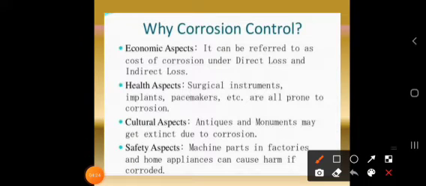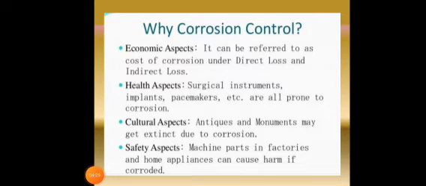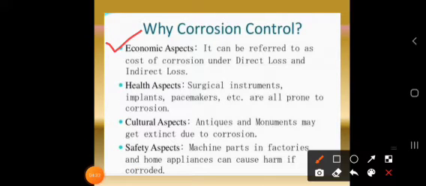What is the need of controlling corrosion? Here there are 4 aspects. Let's discuss. The first one is the economic aspect. It can be referred to as the cost of corrosion, under direct loss and indirect loss. You can take a simple example of a train. If a train is made of metals and it rusts, then normal people are affected, and lots of loss will occur to the government. In this way it is harm as well as loss for us.